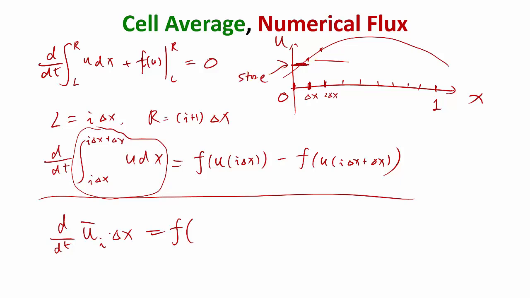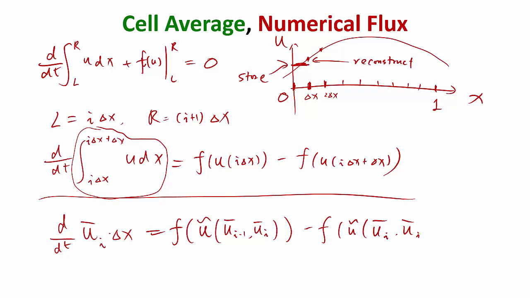So we store the averages and we reconstruct the solution at the grid points. So we have U reconstructed, U approximation, let's say, as a function of U bar I minus 1 and U bar I, because these are the averages on the two sides of these points, minus F of U tilde, UI bar and UI plus 1 bar. So this is finite difference. Okay.